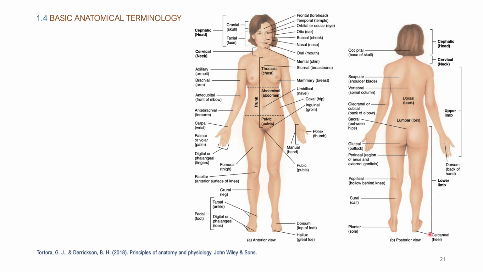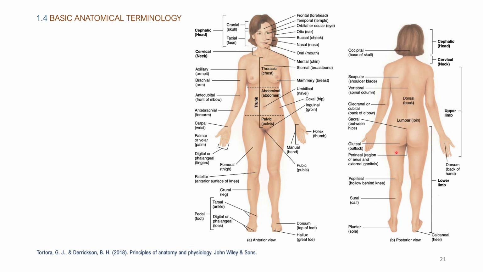Moving at the back or the posterior view, we have here occipital, or the base of your skull. Also, we can find here the occipital lobes. Your scapular or the shoulder blades, we refer to the scapula, the bones. The vertebral or the spinal column. Now the olecranal or cubital, which is the back of your elbow. The sacral, it's between your hips. Lumbar, your loin, because of the spinal column. Okay, lumbar region.